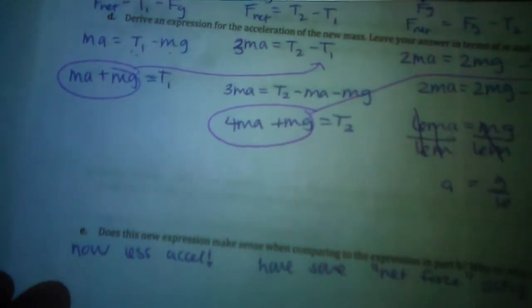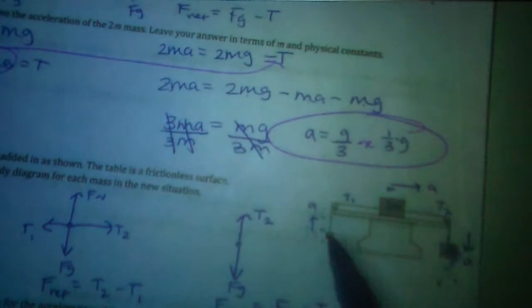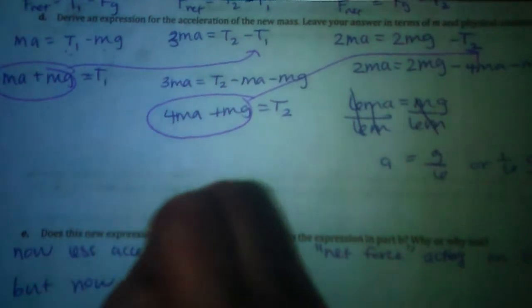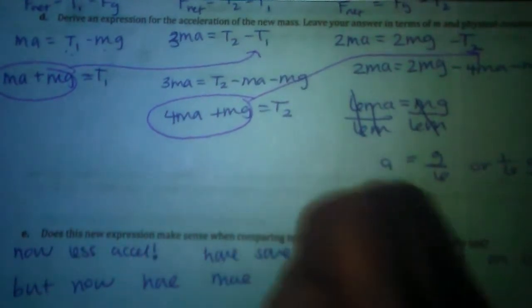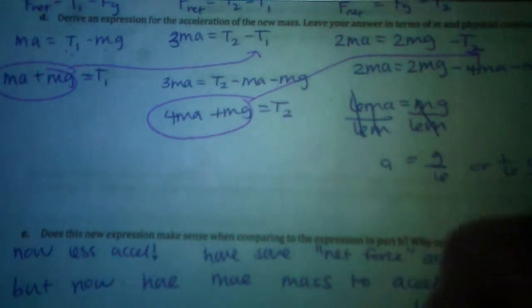So the reason I'm putting it in, what are those called? Quotation marks, is because when we're talking about a net force, normally you're talking about net force on the object, like F net for object 1, object 2, object 3. I'm talking about the net force on the system. So that would be this gravity minus this gravity. So I still have the exact same net force acting on the system, but now you have more mass to accelerate. So we're going to get less A.